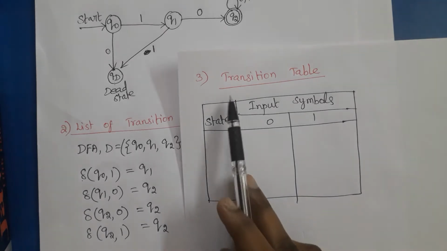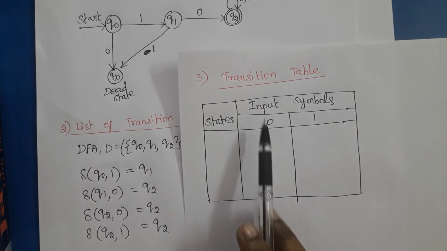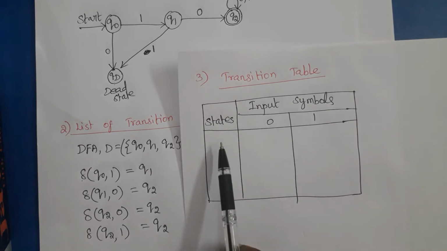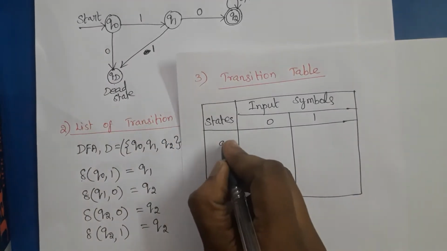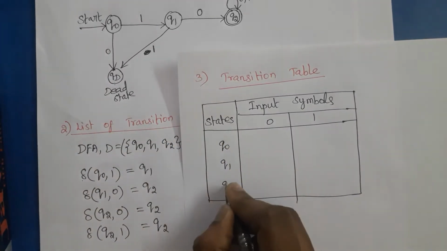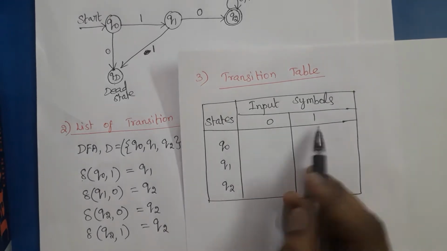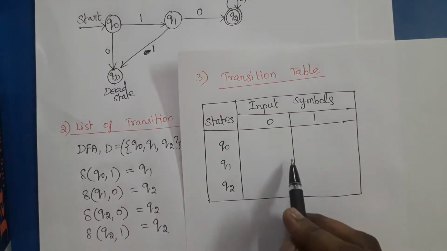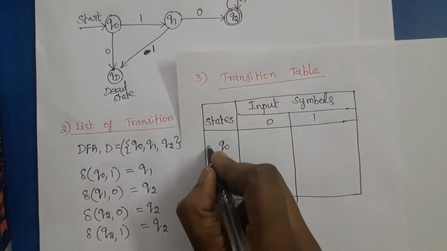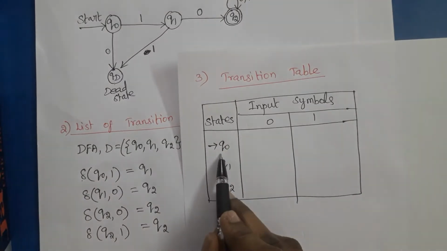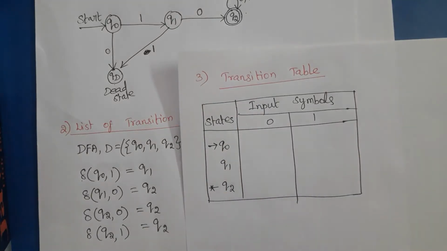The third representation is the transition table. In a transition table, rows correspond to states and columns correspond to input symbols. So there are 3 states, Q0, Q1, Q2. These are used for representing 3 rows, and columns are the input symbols, and entries are the next state. Normally in a table, the start state is represented with an arrow. In this example, the start state is Q0 and the final state is Q2. The final state is represented with a star.